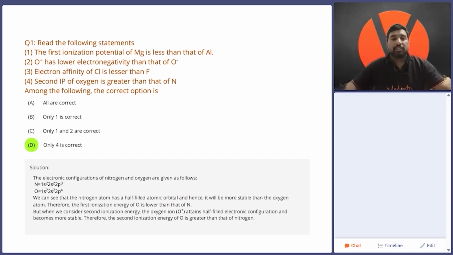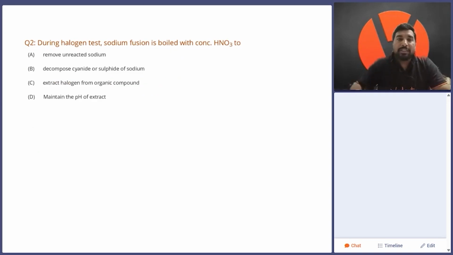Now, let's talk about the next question. The second question: during the halogen test, sodium fusion extract is boiled with concentrated HNO3. This is to decompose the cyanide or sulfide of sodium.